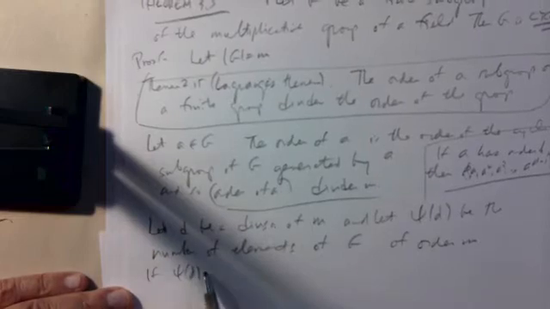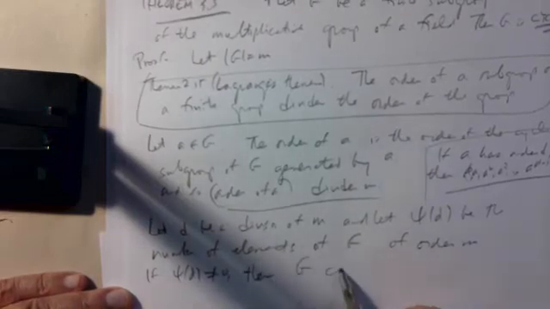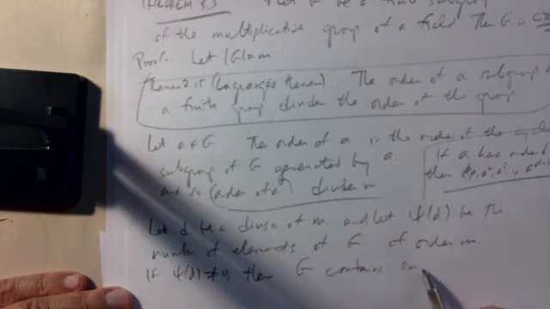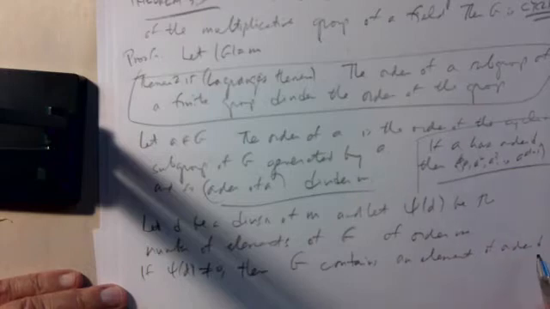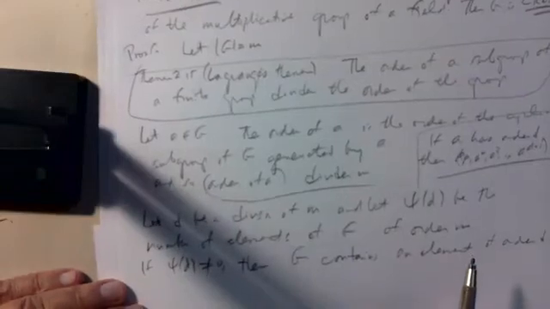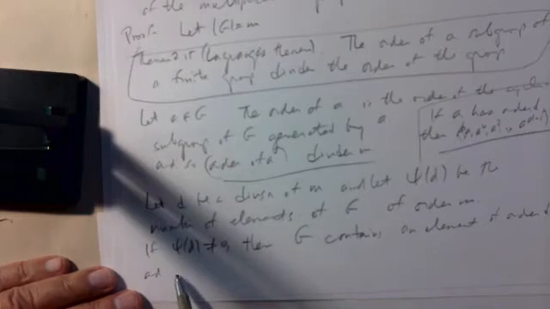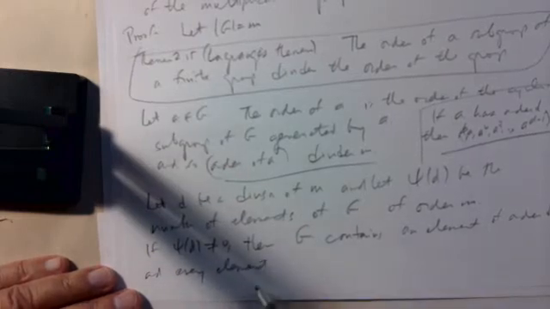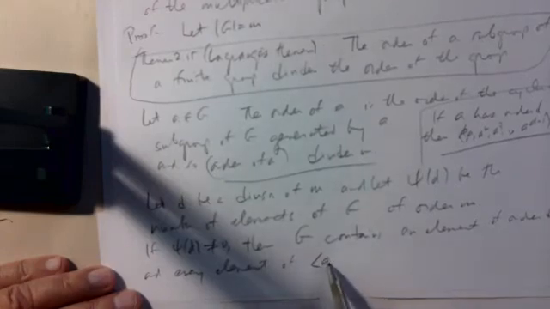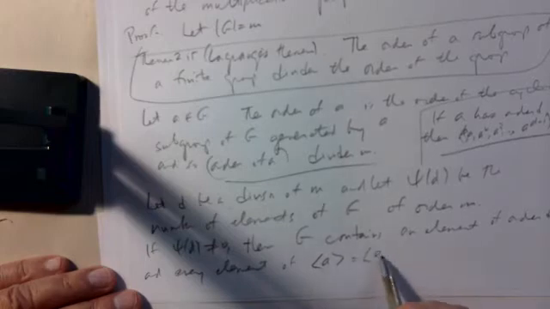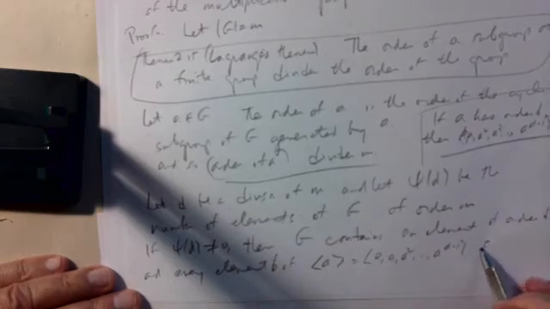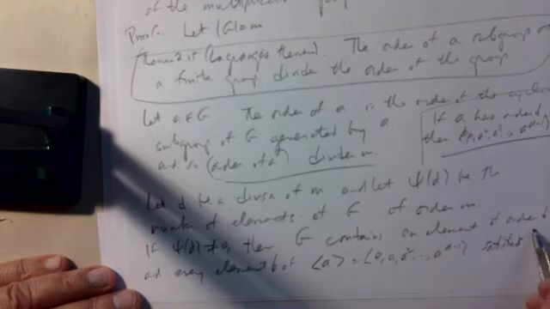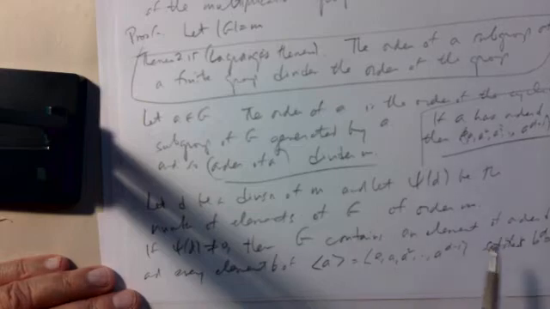Now, if psi of D is not 0, then G contains an element A of order D. And every element of the cyclic subgroup generated by A, I'll write it A in square brackets, this is A squared up to A to the D minus 1, every element, call it B, of this group satisfies B to the D is the identity.